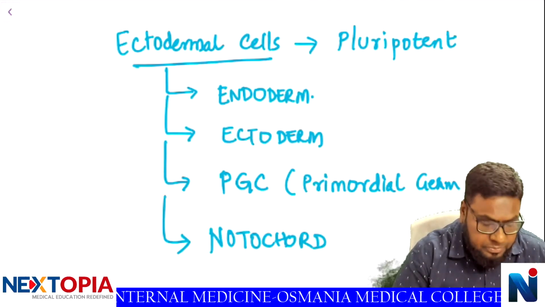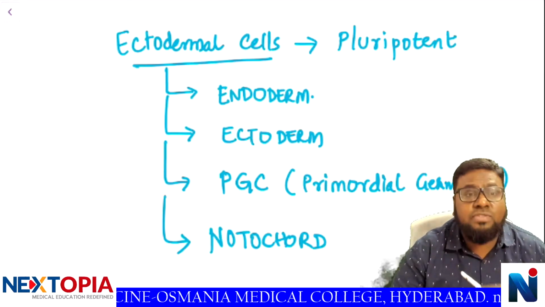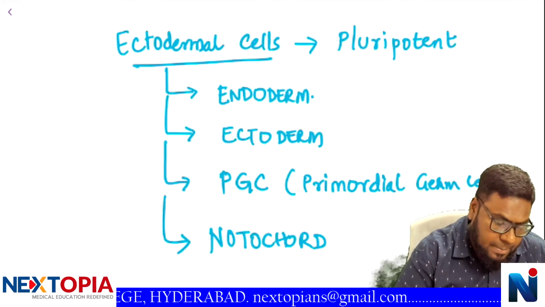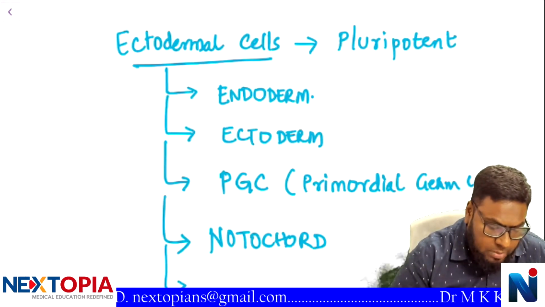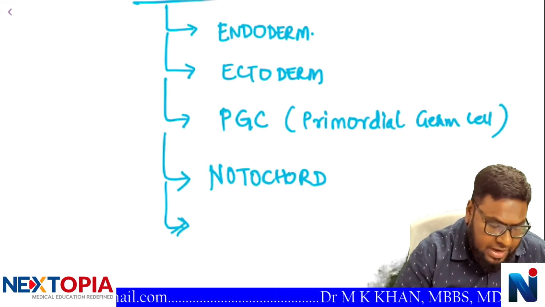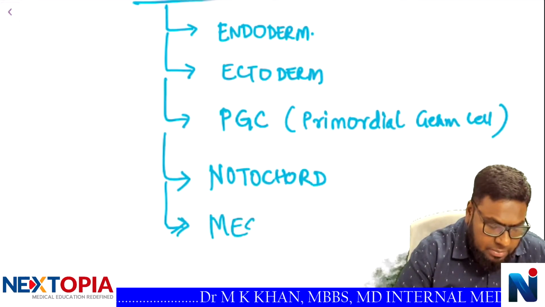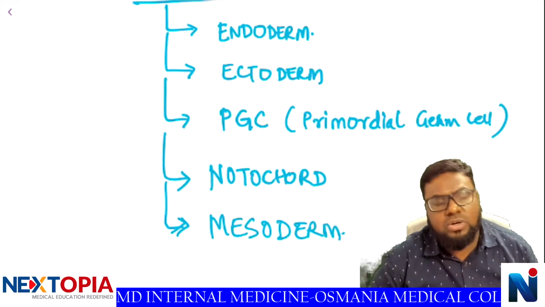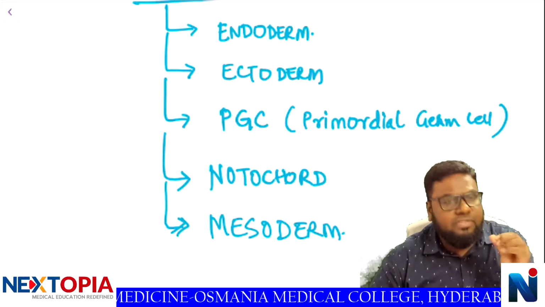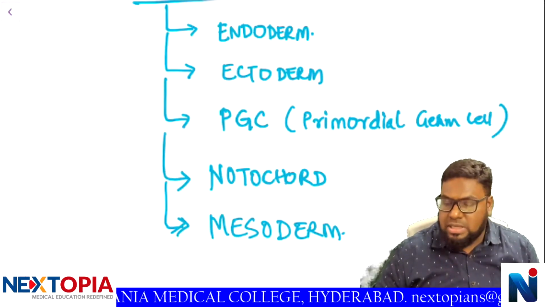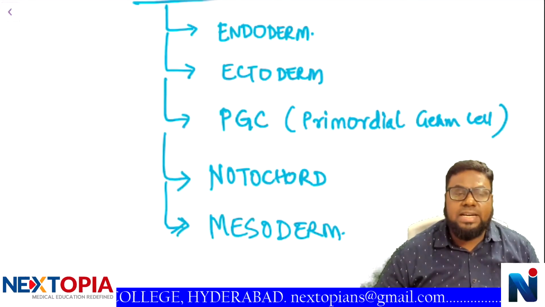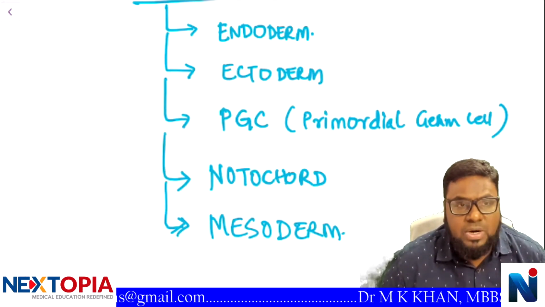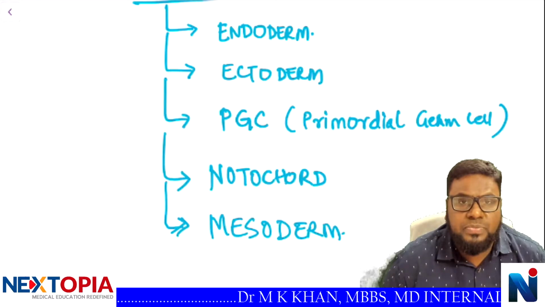This notochord is actually developing into the central nervous system in future. Then the pluripotent ectodermal cells also derive to form the mesoderm. So apart from mesoderm, ectoderm and endoderm, the two different points that you have to remember are they're responsible for formation of gametocytes, that is the precursors of gametocytes, the primordial germ cells, and another is notochord.